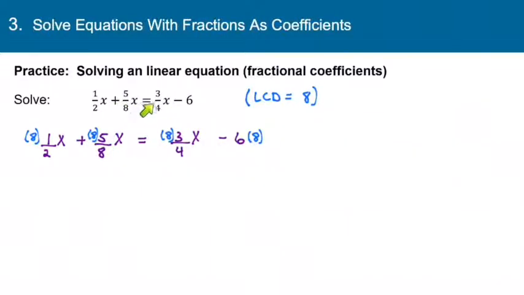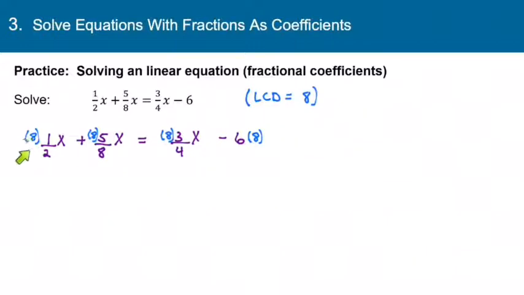Now a lot of times if an equation has a whole number term, students will forget to multiply that whole number by the LCD as well. But notice you do have to do the same thing to both sides. So every term on the left gets multiplied by 8. Every term on the right gets multiplied by 8.